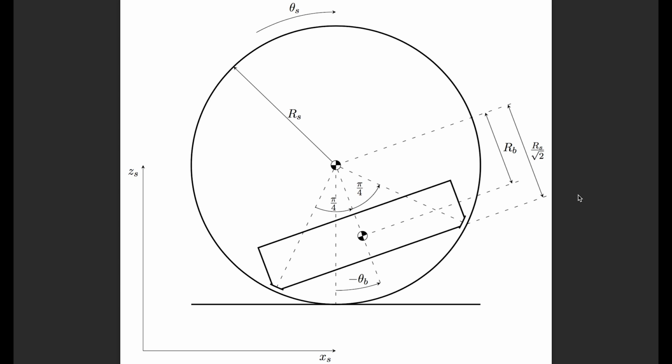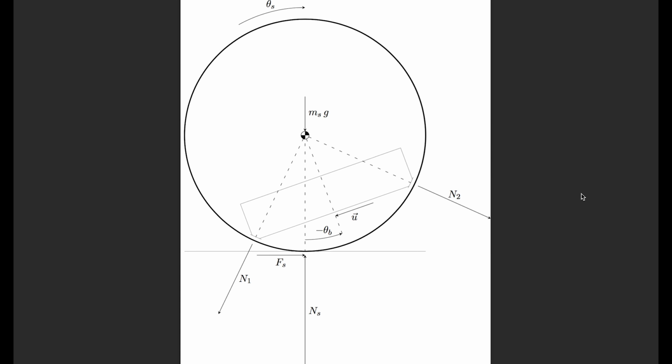We simplified the system, so now there are 2 contact points on the sphere and the body inside. The state variables of the system will be the angle of the body, theta b, and the position of the sphere, xs. To find the system dynamics, we just sum the forces in x and z direction and the moments in the mass centers about the y-axis.